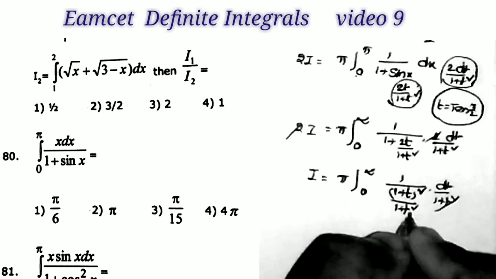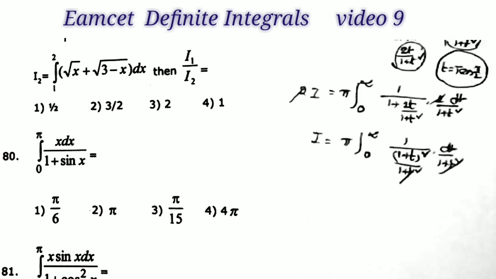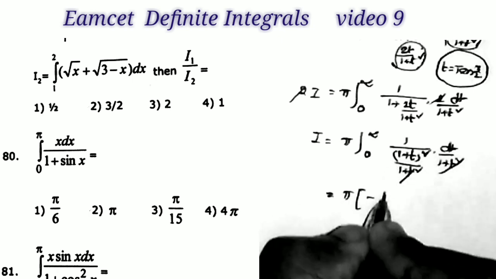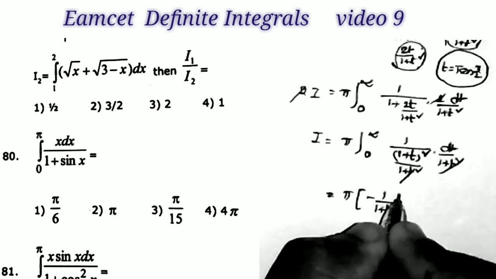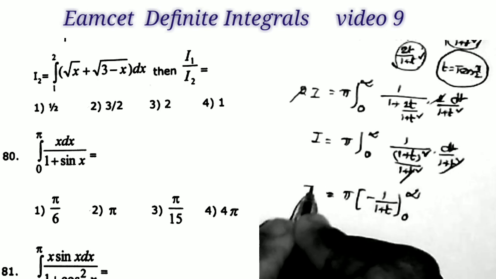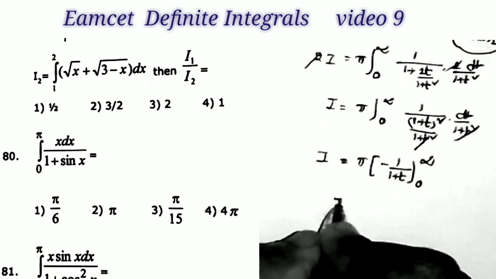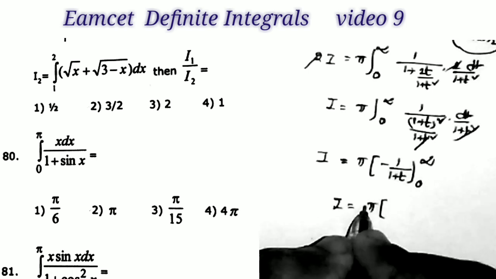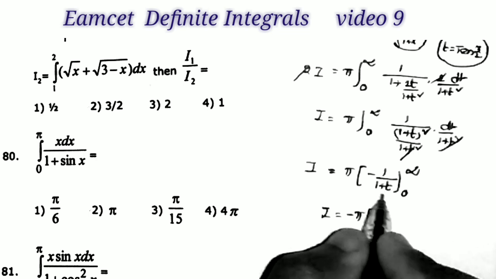Now here 1 plus t square and 1 plus t square get cancelled. Now what is the integration of 1 by (1 plus t) whole square? The answer is equal to minus 1 by 1 plus t, where the limits are 0 to infinity. That is, I is equal to pi into, now replacing the limits, writing the minus for the limit values, 1 by infinity.